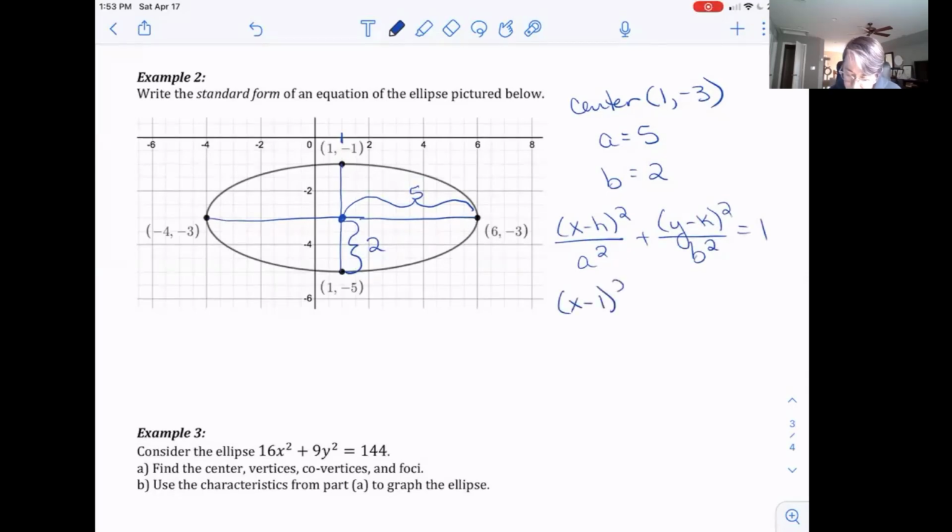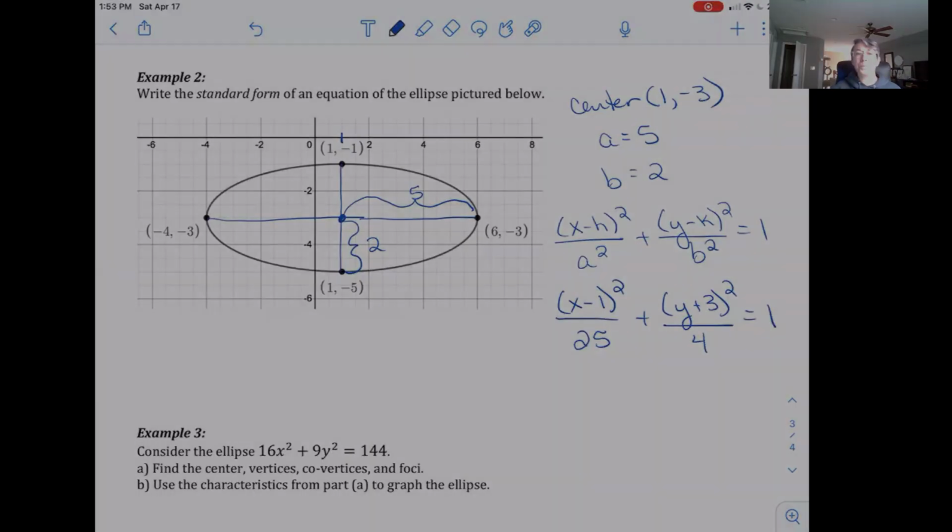Our h is 1. Our a is 5, so we square it, we get 25. Our k is -3, so we get y plus 3 squared. Our b is 2, square it, we get 4. And again, it's always equal to 1.